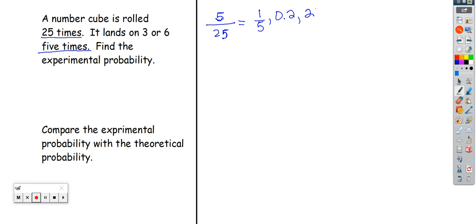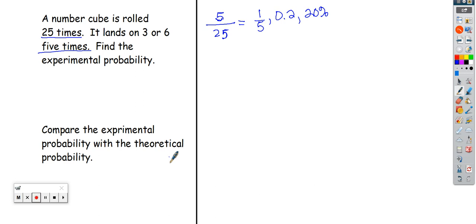And that is a 20%. So 20% of the time when I rolled my die, it landed on a 3 or a 6 in my experiment. But theoretically, what should happen? What does math say should happen theoretically?